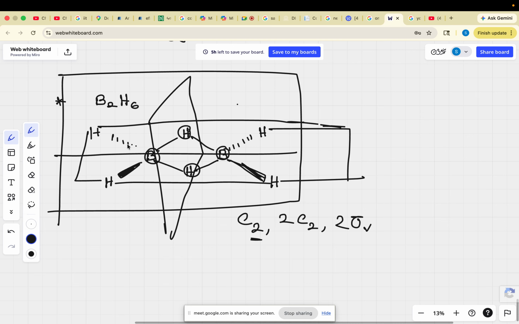Suppose the left hand part is BH2 and the right hand part is BH2, so they are becoming mirror images of each other. But this plane is perpendicular to your C2 axis, so that will be your sigma h. So you have one C2 axis, two C2 axis, two sigma v and sigma h. So that will lead to what? That will lead to the D2h point group.